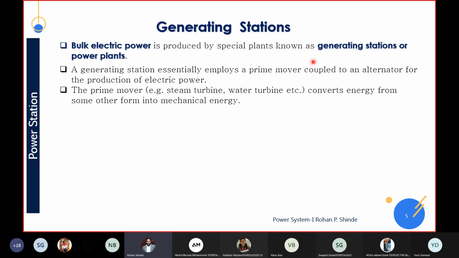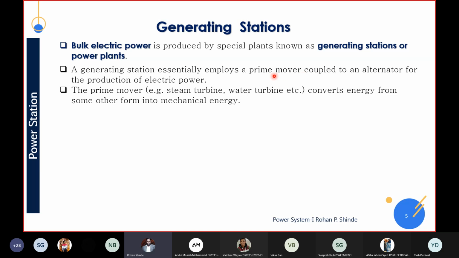mechanical. Okay, so see here, a prime mover that is coupled with an alternator, that means this prime mover will provide mechanical energy to this alternator. What is mechanical energy? So see here, n number of mechanical energies are there. Rotation, okay, that means work done. Okay, so these are the mechanical energies.